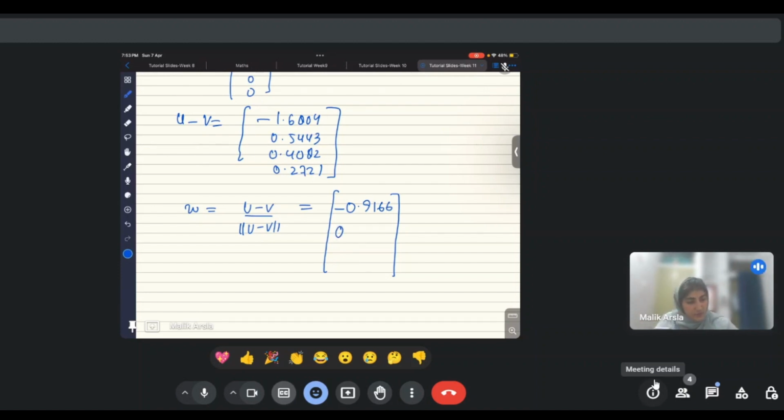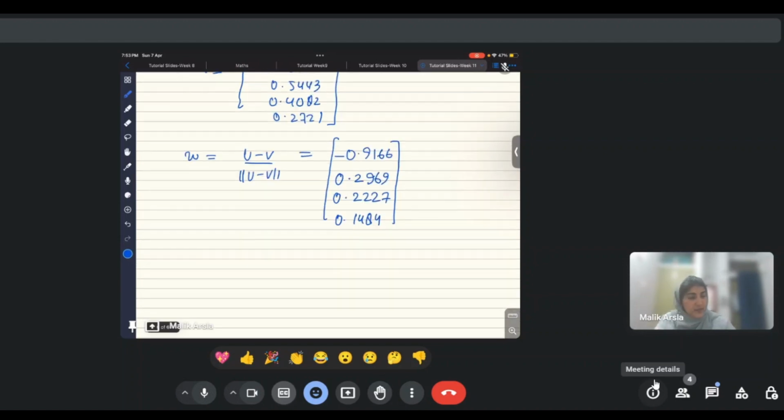Second will be 0.2969. Third one is 0.2227. And the last one will be what? 0.2721 divided by the magnitude will be 0.1484. Okay, you are getting the same? Almost same.